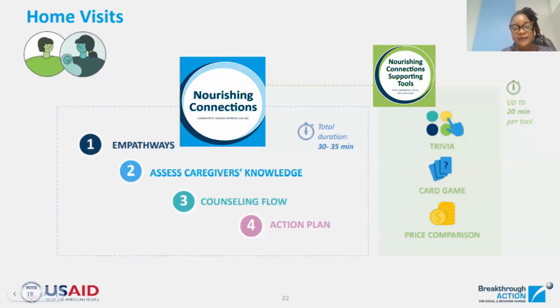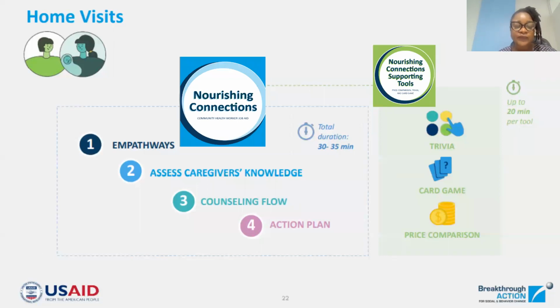So like I said, we had two sets of tools. We had the main tools and the supporting tools. The main tool had 4 steps, which are the Empathways, accessing caregivers' knowledge, and then counseling flow. Then the final step is the action plan. I would talk briefly about each of the steps. And then we also had the supporting tools, which are the trivia game, the card game, and also the price comparison.